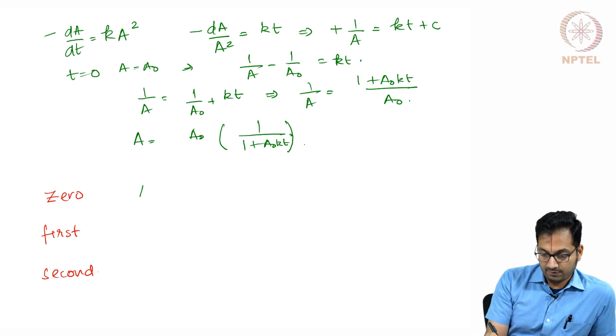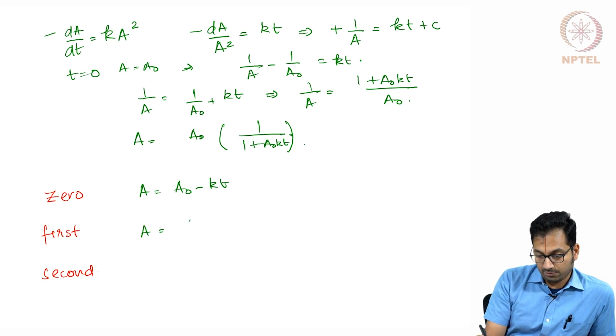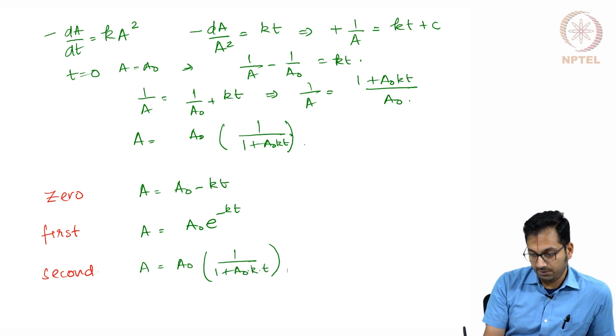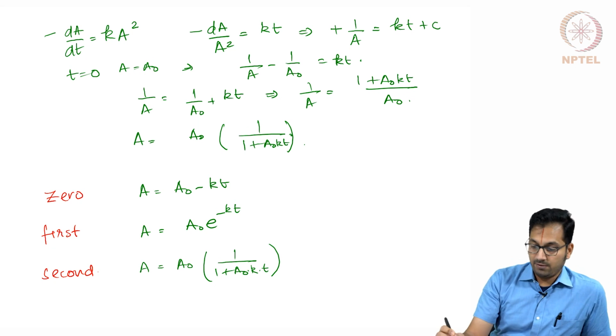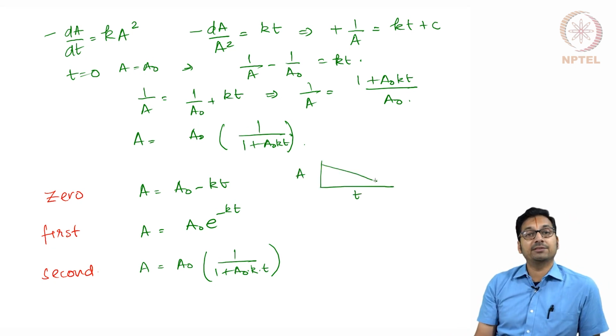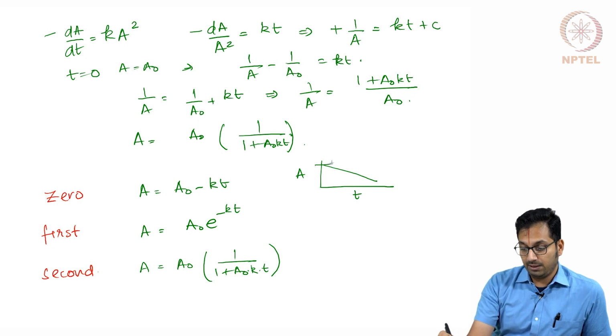You are going to have A equal to A naught minus kt. In this one, you are going to have A equal to A naught times e power minus kt. In this case, you are going to have A equal to A naught times 1 by 1 plus A naught times k times t. If you are plotting A as a function of t, you are expected to get a straight line with the intercept being A naught and the slope being minus k.